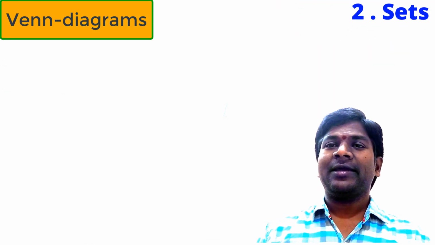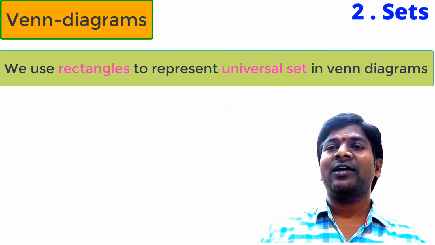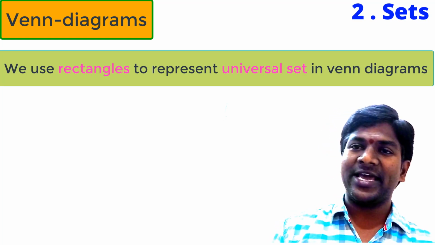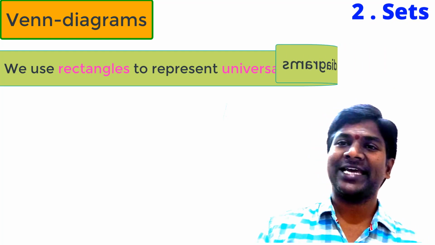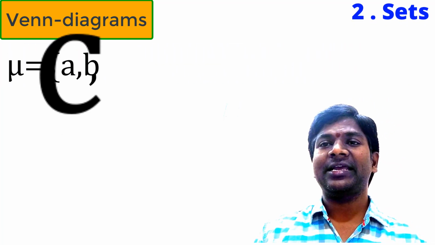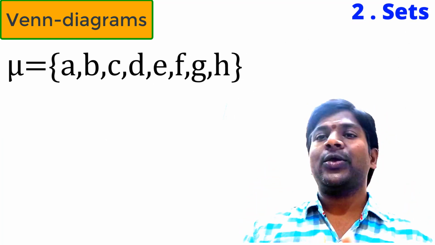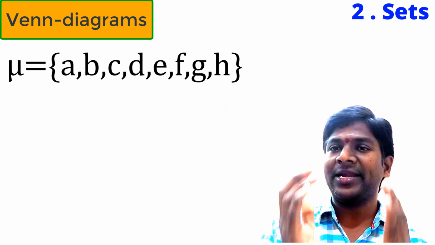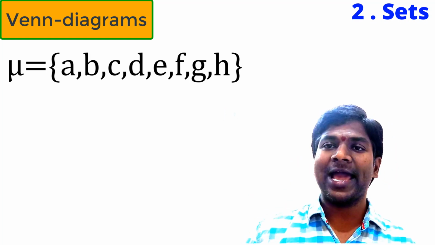When we represent universal sets in the form of Venn diagrams, we use rectangles. We understand this by an example. Let us take a universal set mu equal to A, B, C, D, E, F, G, H. These are the elements of the universal set. Let us see the diagrammatic representation of this universal set in the form of a Venn diagram.